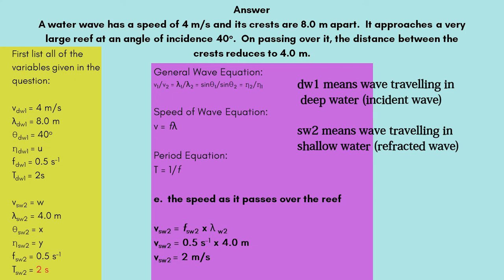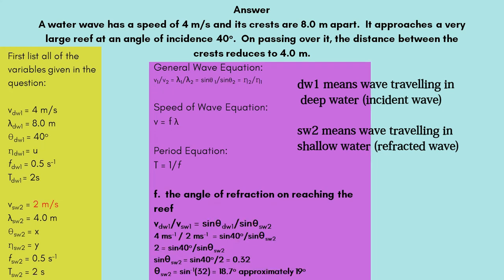The speed as it passes over the reef. So now we're dealing with the wave as it passes through shallow water, and we pick some variables where we could determine the speed of this wave moving in the shallow water. We have the frequency and we also have the wavelength. So therefore we can use the speed of wave equation, and we just substitute frequency and lambda for the numbers that we have. So we have 0.5 per second times 4 meters, and that will give us 2 meters per second. I really hope that you were able to get this answer.